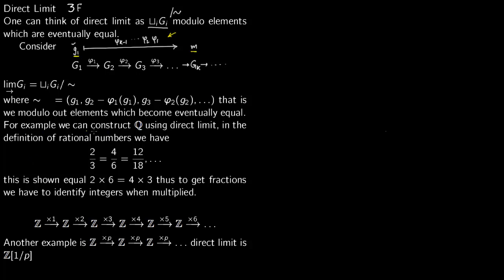For example, we are going to construct the rational numbers using this direct limit. In commutative algebra, when you define rational numbers, you say 2 by 3 is equal to 4 by 6 is equal to 12 by 18, and so on. What essentially this means is that you say 2 times 6 is equal to 4 times 3. Then you say 4 times 18 is equal to 12 times 6.